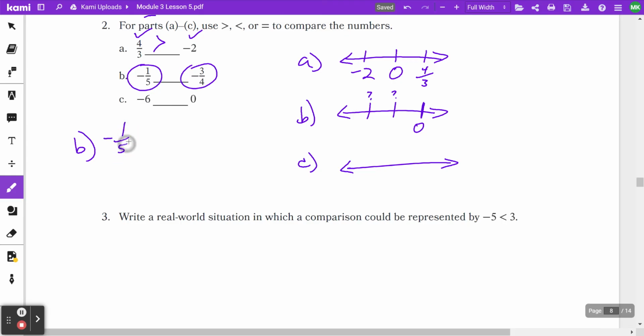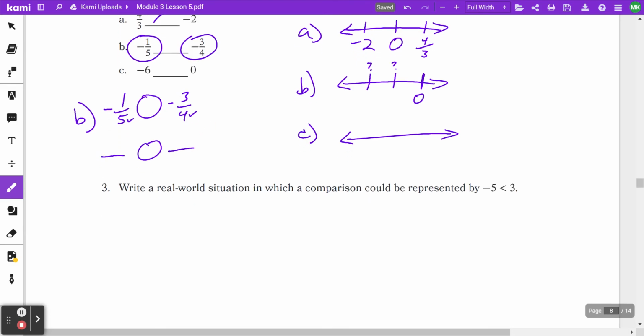So let's see what's up. I have this guy here, and I'm going to compare that with this guy over here now. -1/5 and -3/4. Maybe you know which one is which. I do. However, I'm going to show you a way to absolutely guarantee it. I have fifths and fourths. What I want to do is find a common denominator.